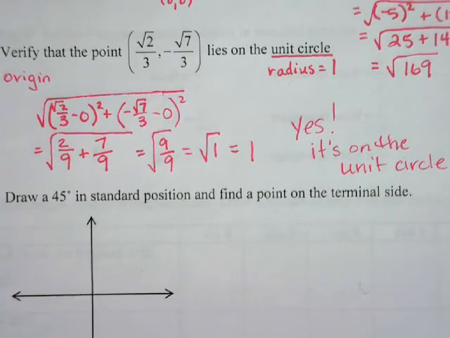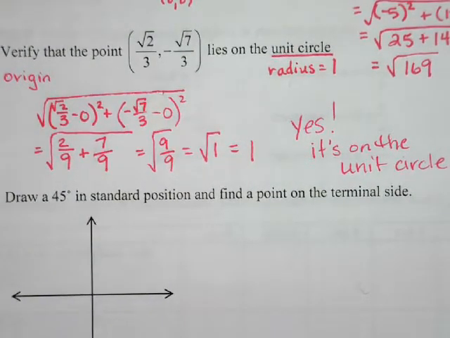All right, questions about that? So anytime it tells you verify that it's on the unit circle, what it's really saying is make sure the distance from the origin to that point is 1.